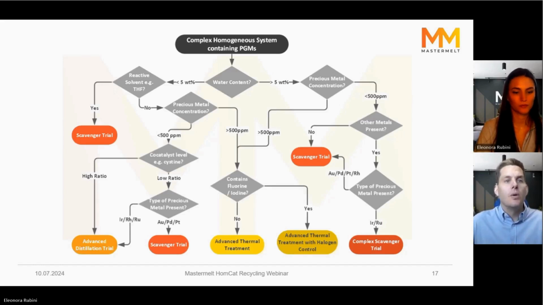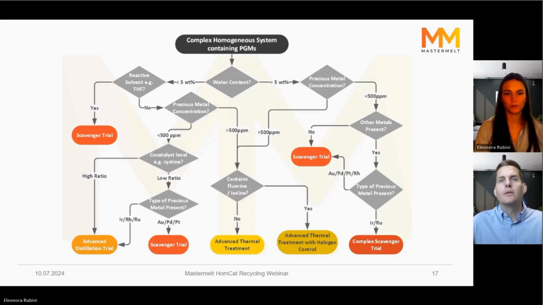If it's gold, palladium, platinum, then the next thing we would say is, let's do a scavenger trial. Again, not writing off any of the other options. If we shoot right back up to the top again, and we look at the water content and it's more than 5%, the first question we ask ourselves is, what's the precious metal concentration? And if it's more than 500 ppm, and the material doesn't contain any fluorine or iodine, then we would think the most appropriate route is advanced thermal pretreatment.